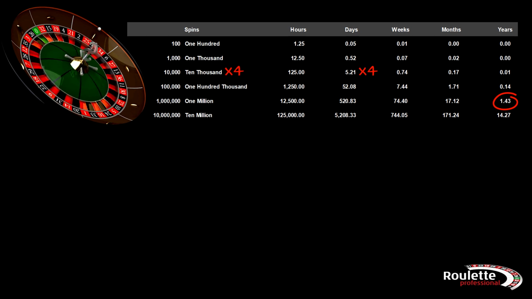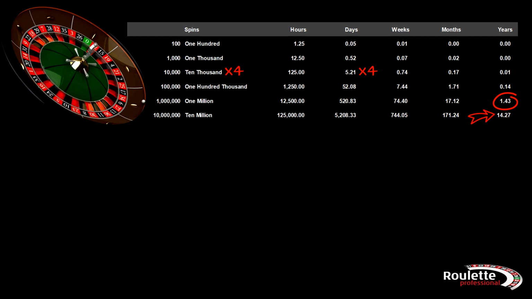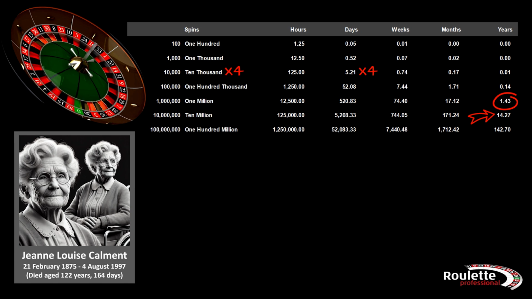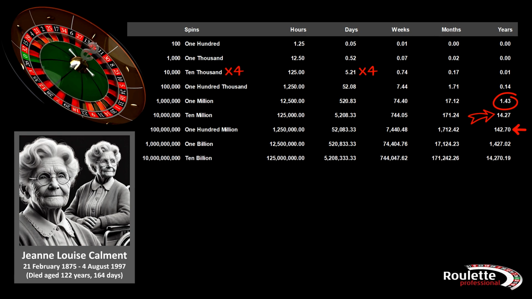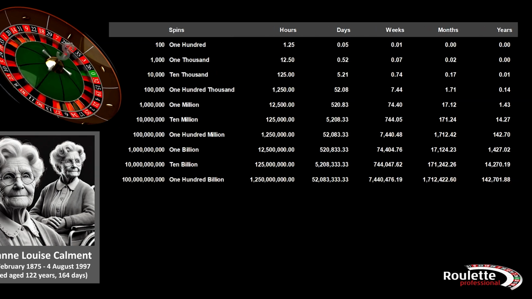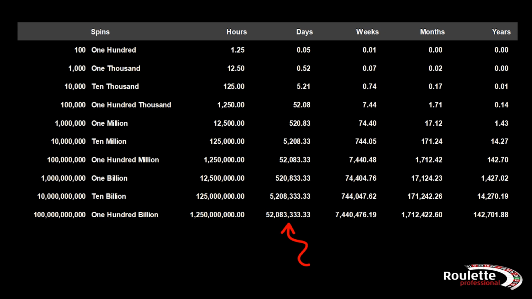At 10 million spins, it's just over 14 years worth of your existence. And even Jean Calment, the French woman who lived for 122 years and 164 days, the longest living person in recorded history, wouldn't have been able to watch 100 million spins. So if we considered 100 billion spins, which would take over 52 million days of observation, or 142,000 years, then arguably this could be used as a practical upper limit. But what's with all this crazy talk, RP, I hear you cry? Let's turn it back around.